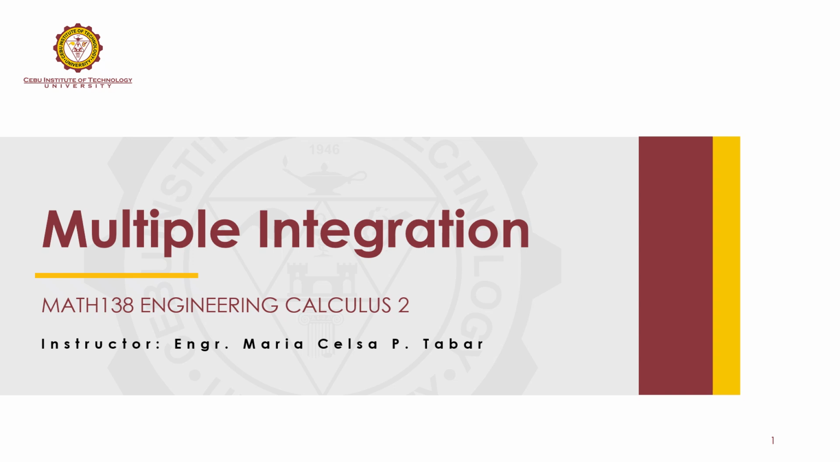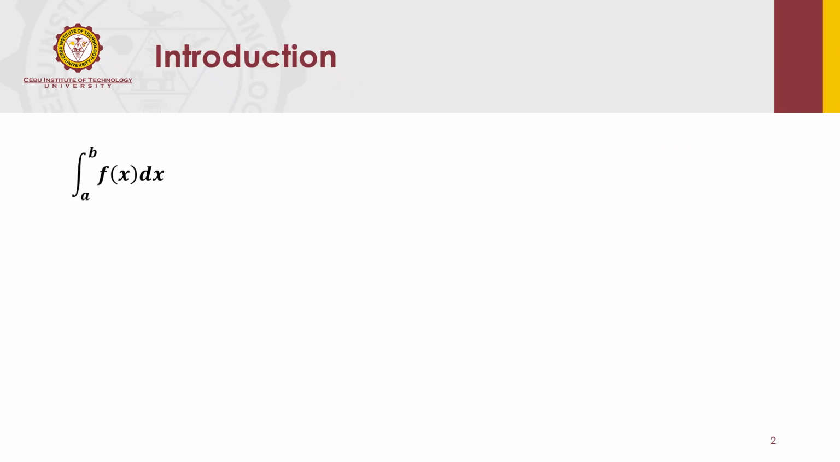In the previous chapters, we dealt with single integrals. Now we go to multiple integrals. So this is the form of a single integral. If we put another pair of limits and another integration symbol, and aside from the dx we put dy, meaning our integrand contains x and y as the variables, it's now called a multiple integral.